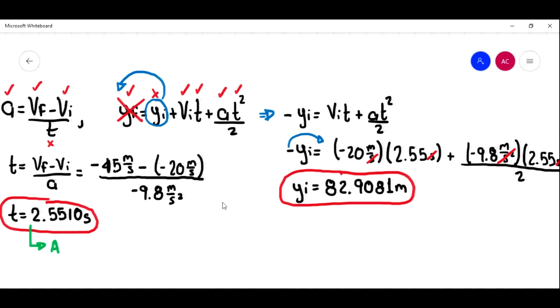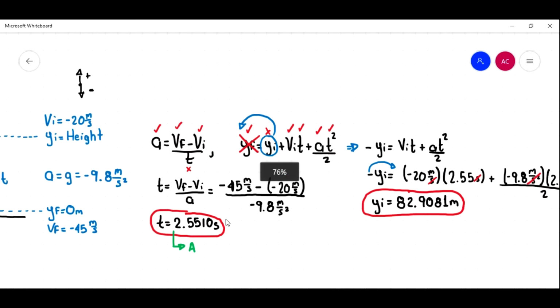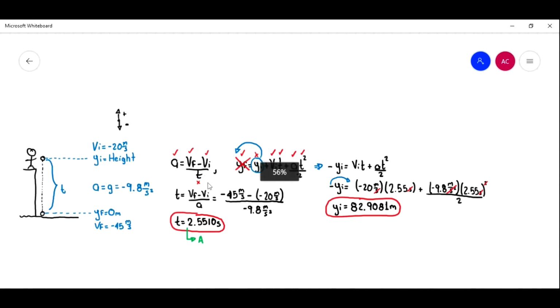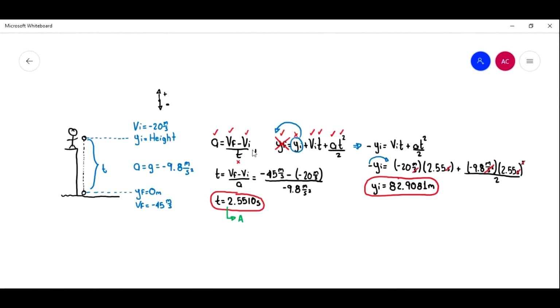So this was the third problem of vertical throw, but in this case it was vertical thrown downwards.